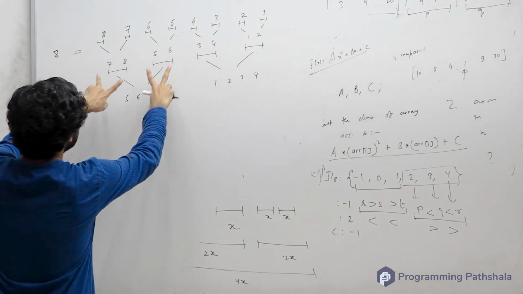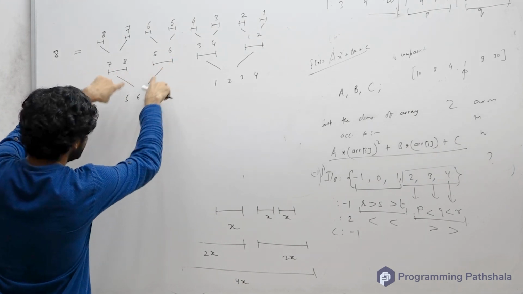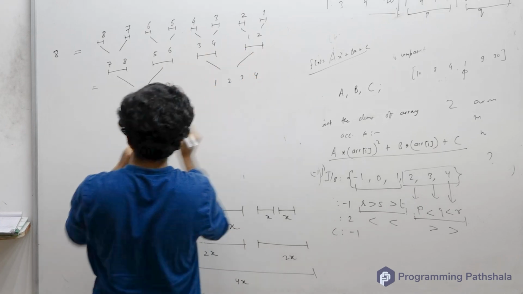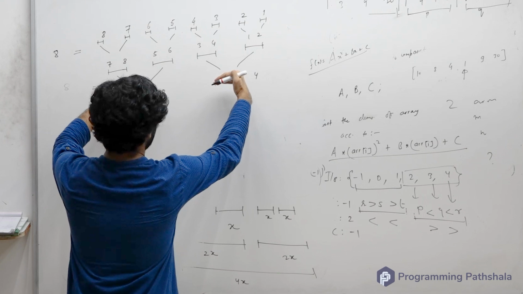First you merged these 2 subarrays of size 2 and 2 each. So how much time does this merge take? 2 plus 2, 4. How much time here? 2 plus 2, again 4. So overall time 8.